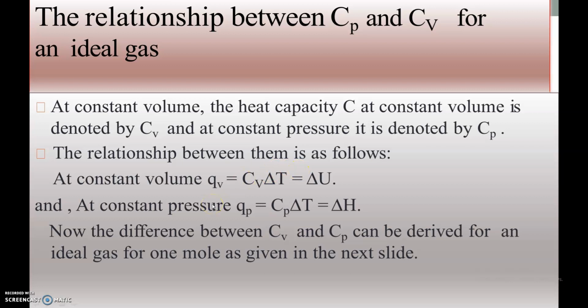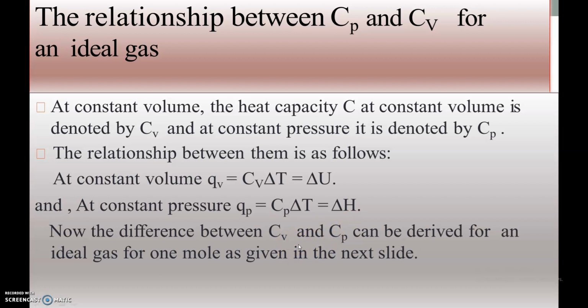So what will be at constant pressure? The heat produced at constant pressure is Qp. So Cp delta T, we know that is delta H, that is enthalpy. This is internal energy, and this is enthalpy. We know Cv delta T is delta U, and Cp delta T is delta H. We'll see the difference between Cp and Cv.